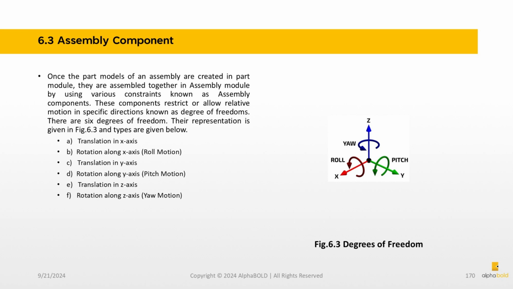Once the part models of an assembly are created in part module, they are assembled together in assembly module by using various constraints known as assembly components. These components restrict or allow relative motion in specific directions known as degree of freedoms. There are 6 degrees of freedom. Their representation is given in Figure 6.3 and types are given below.